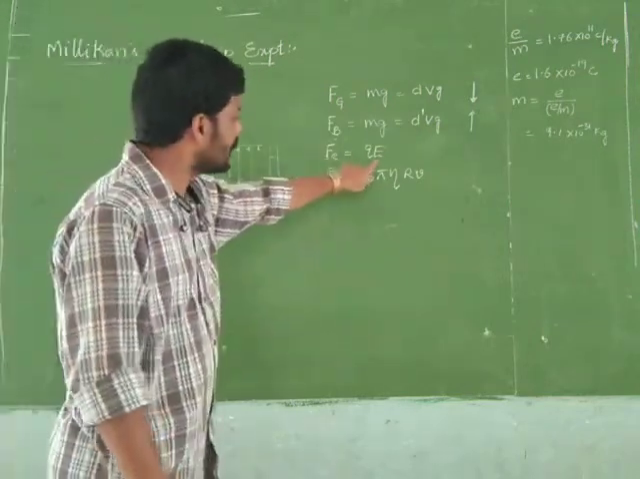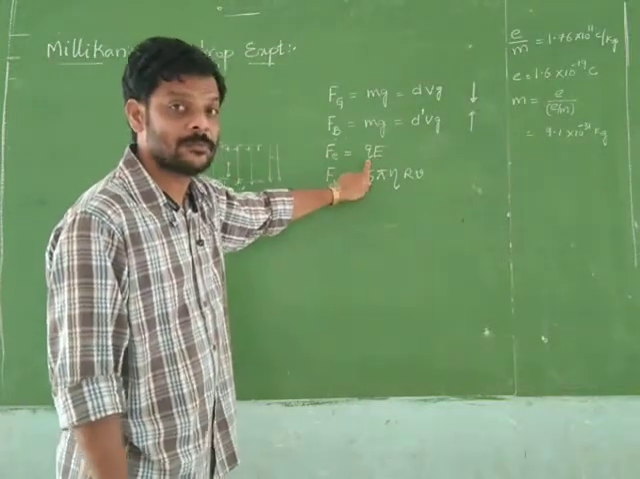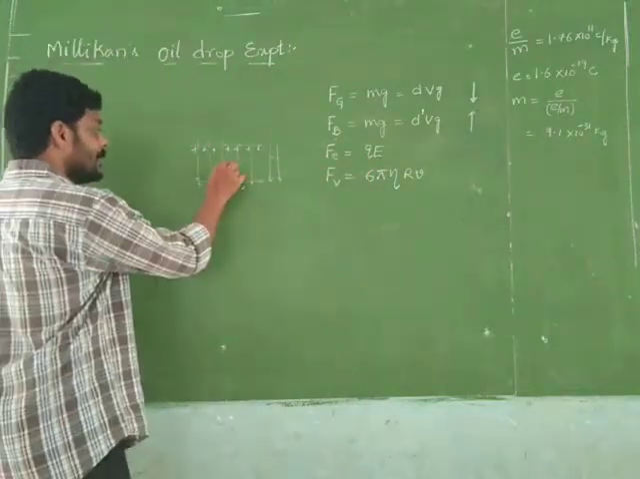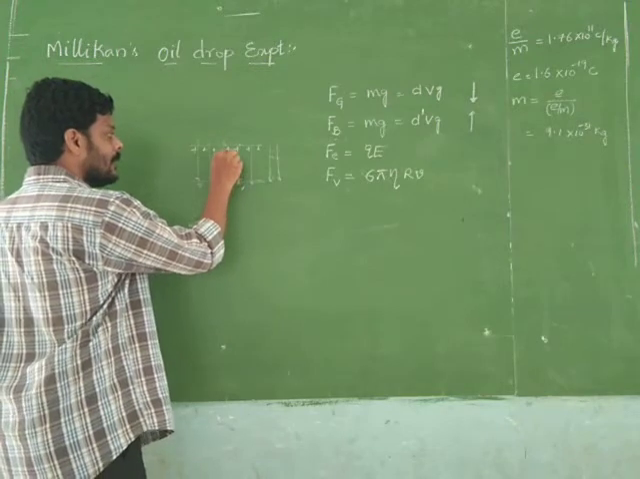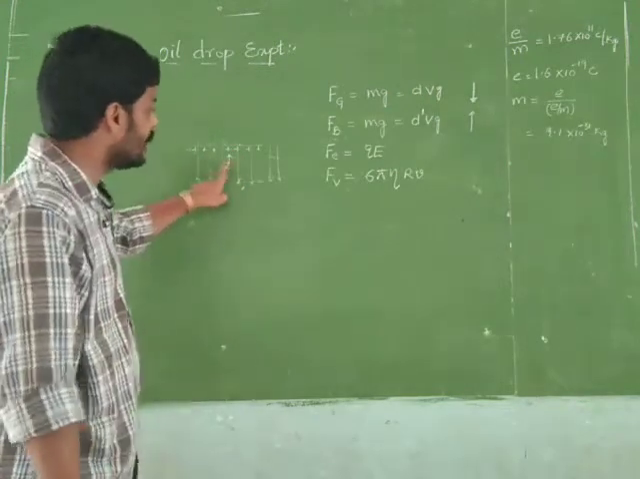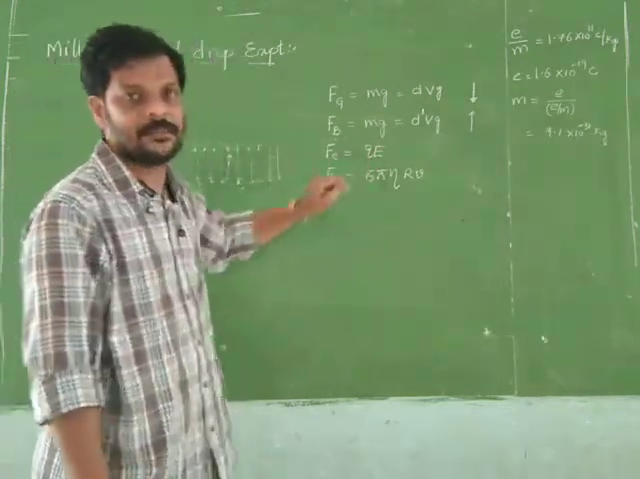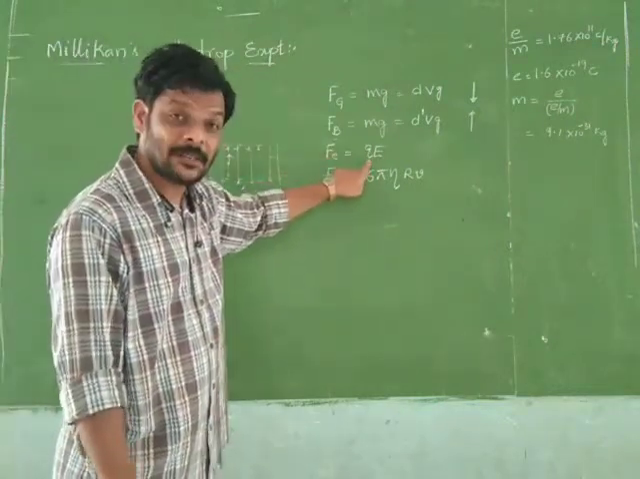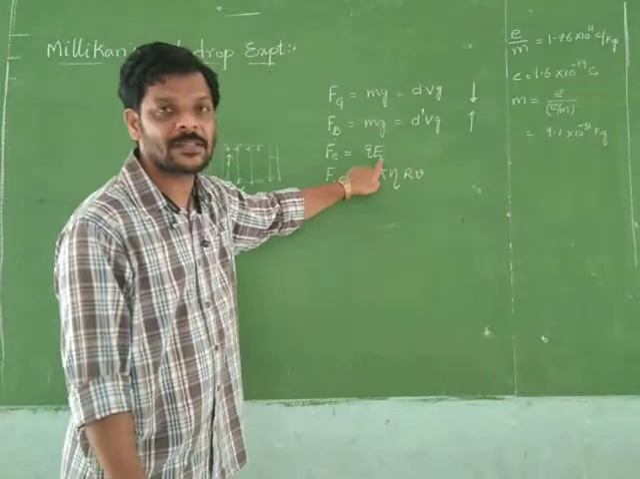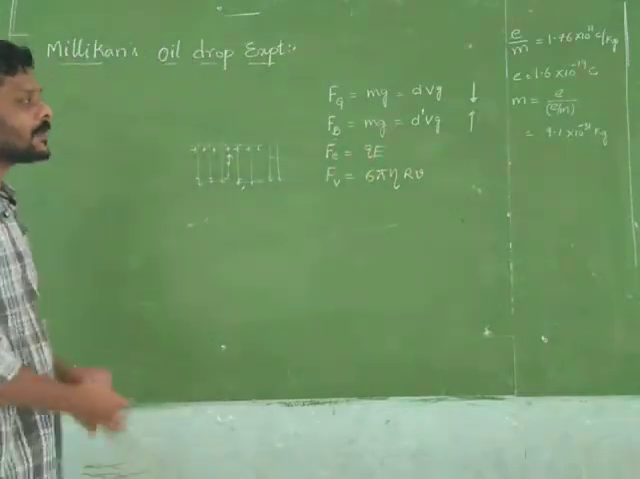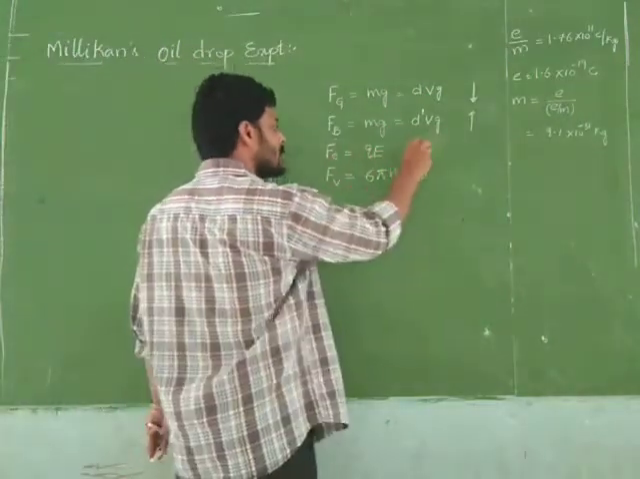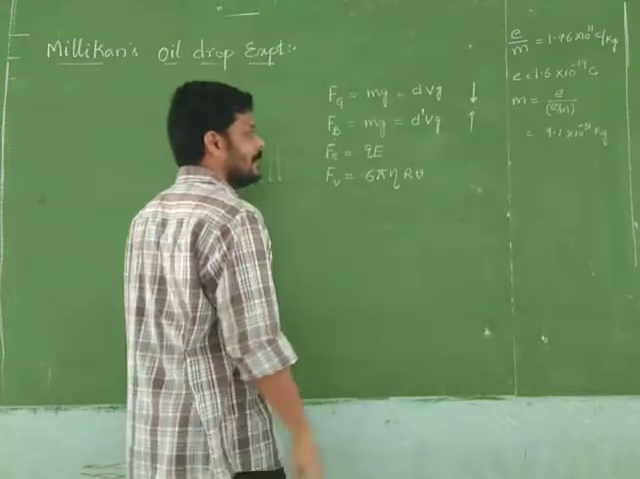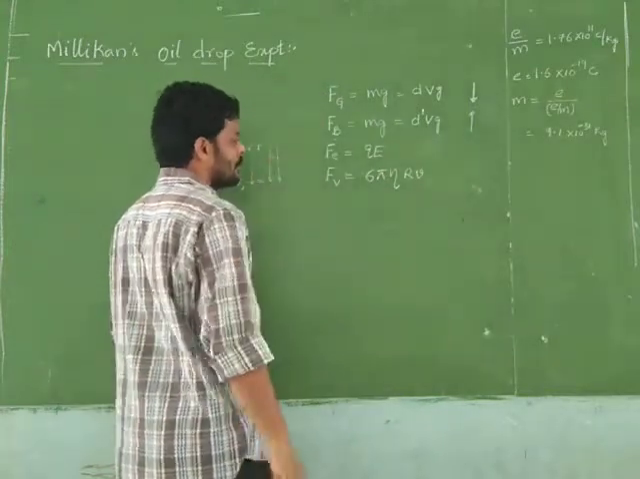F is parallel to E if Q is positive. If the particle is negatively charged, then F is acting opposite to the field direction. So the force depends on the nature of the charged particle, whereas the field intensity direction is fixed. So here I am not able to give any specific direction, right? That depends on two things.